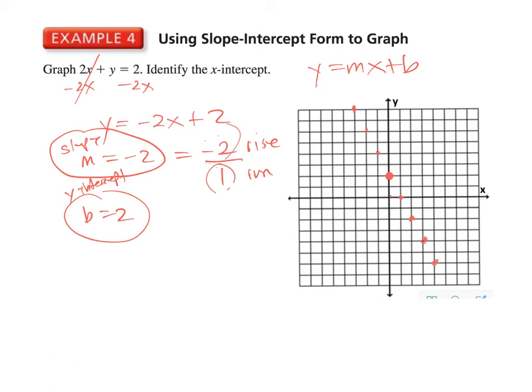Okay, so I have all my points on the grid now. Oh, let's get one more. Down 2 over 1. All right, so I could graph my line. There we go. See, no noise, nice and smooth.